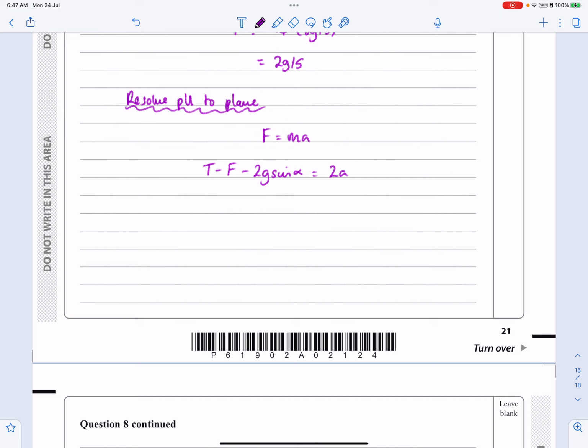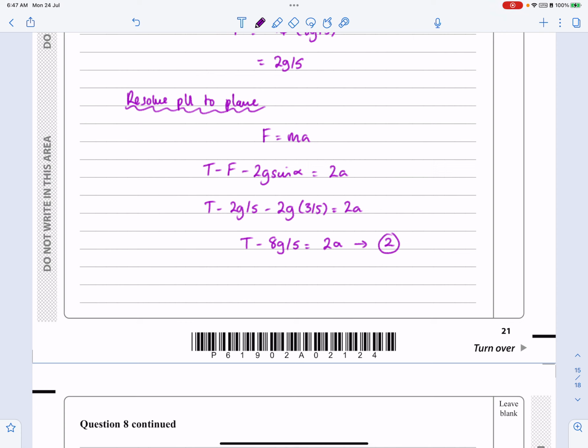Remember the mass here is 2, but we know what F is. F is, we just worked out, 2g over 5. And 2g sine alpha is 2g, but we got sine alpha from before, 3/5, is equal to 2a. So tidying all that up, T minus, what's that, 8g over 5 in total is equal to 2a. There's the second equation of motion.